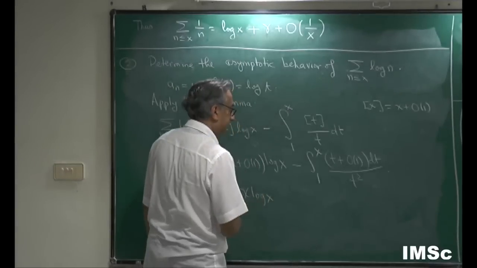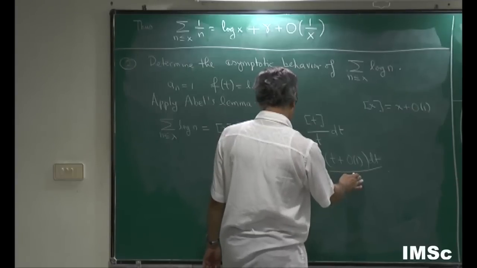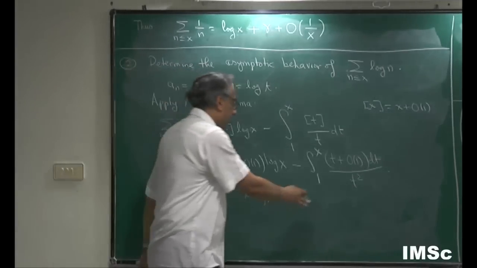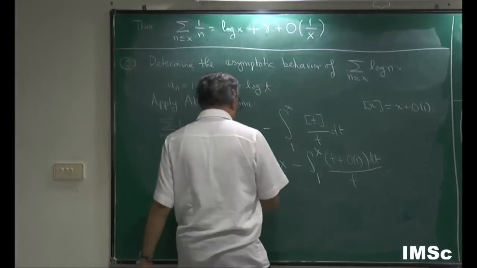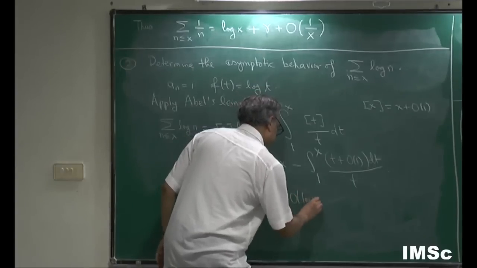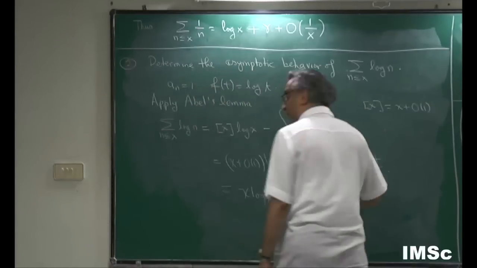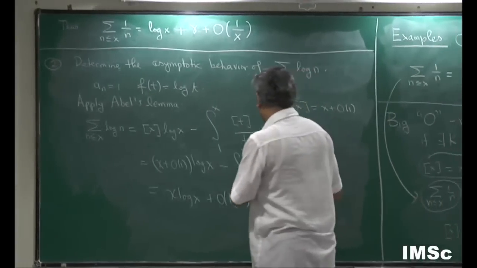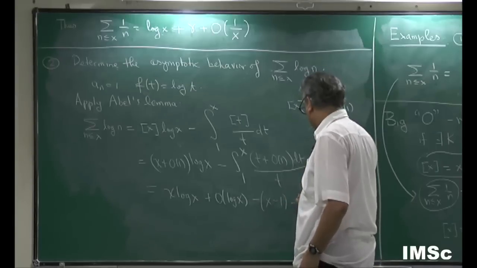Pardon me? What do I have? Oh, just t. Sorry, yeah. Not t squared, sorry. Correct, thank you. So x log x plus O of log x, right? Minus the integral of, well, t over t is just 1, and the integral of 1 is x minus 1, right? And then I have an integral of big O of 1 dt by t, which is big O of log x.